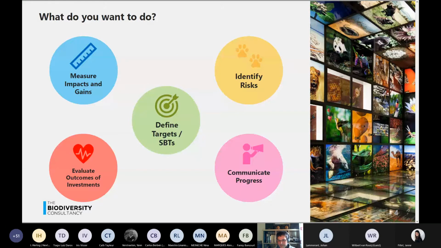Because the type of data and metric you use depends very much on what you want to use it for. If you're at an early stage of a biodiversity journey and you just want to identify which bits of the supply chain may have the highest risks, you can probably get away with using data which is less precise and more generic. On the other hand, if you're ready to be setting science-based targets, you may want to do something a bit more comprehensive and more detailed with particular metrics. So that's very much the first thing to understand.